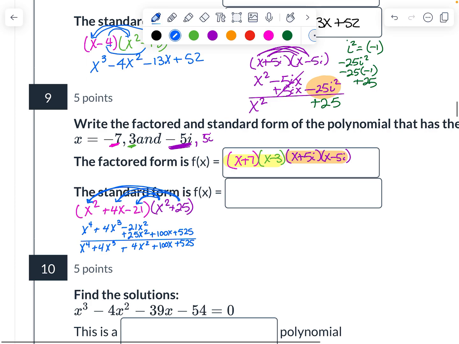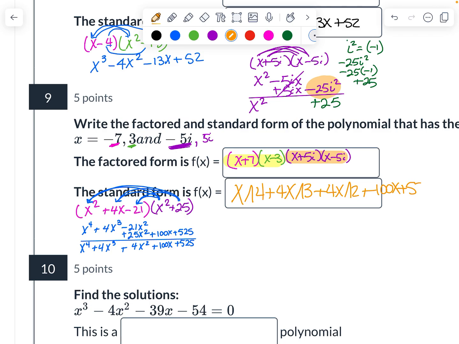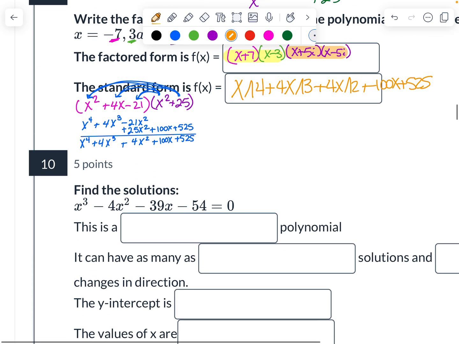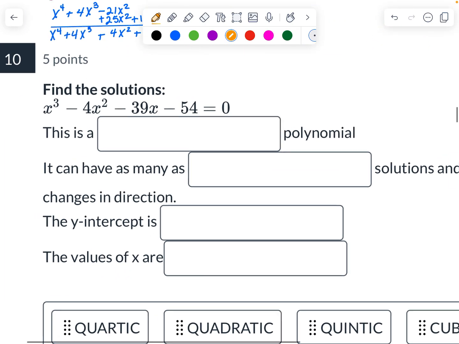And when you type that into Canvas, you're going to type x to a power of 4 plus 4x to a power of 3 plus 4x to a power of 2 plus 100x plus 525. Alrighty, next.